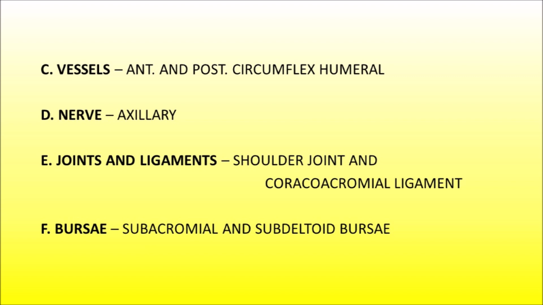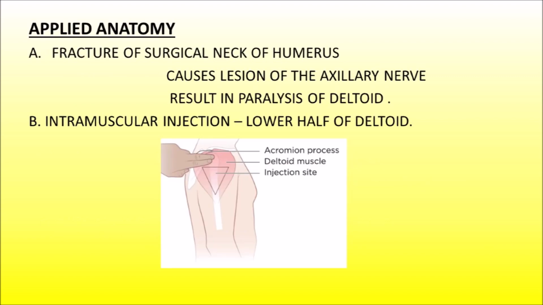Now let us move on to the vessels. It is the anterior and the posterior circumflex humeral vessels that are present in the region of deltoid, and the axillary nerve which we have already discussed under the nerve supply. The joints and the ligaments present in the region of deltoid are the shoulder joint and the coracoacromial ligament. Subacromial and subdeltoid bursae and the bursae of the shoulder joint are present in the region of deltoid.